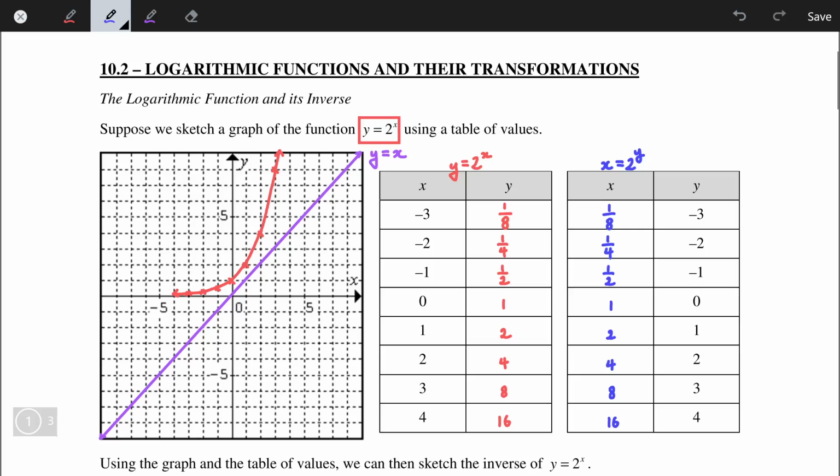So the points 1, 0, 2, 1, 4, 2, and then 8, 3. And then we also have 1/2, -1, 1/4, -2, and so forth.